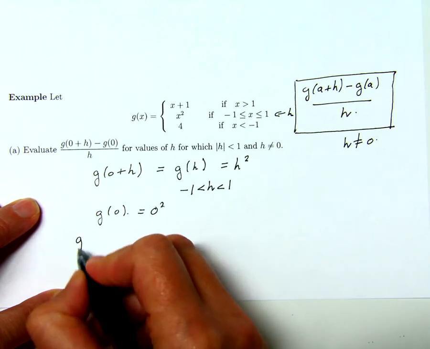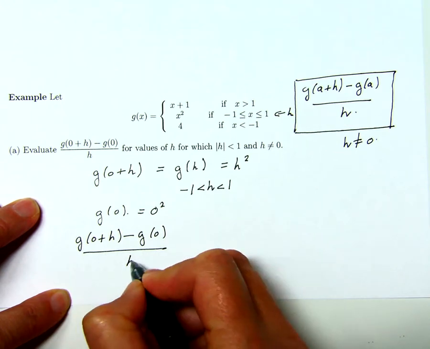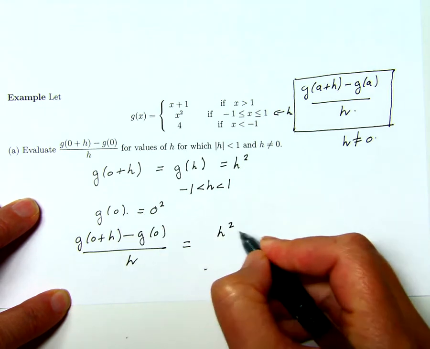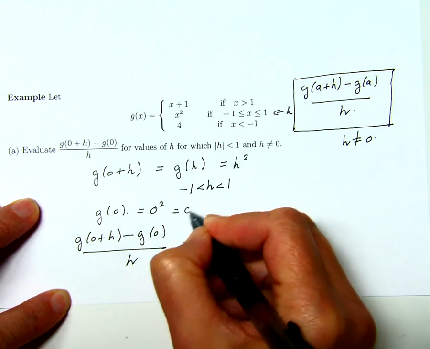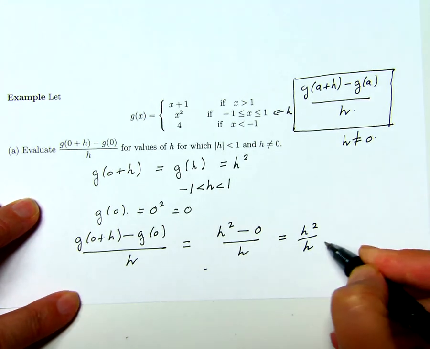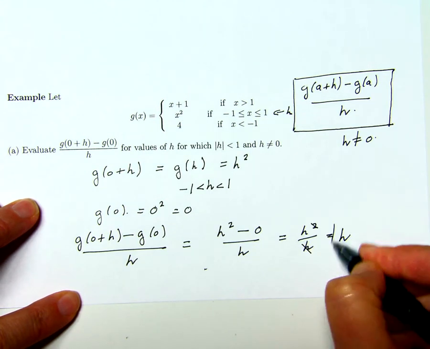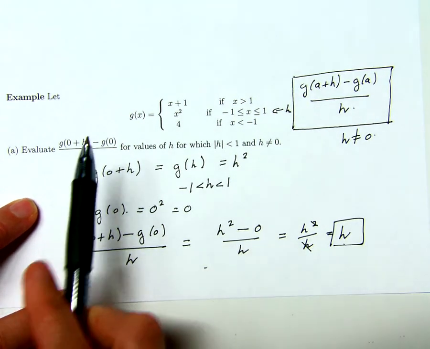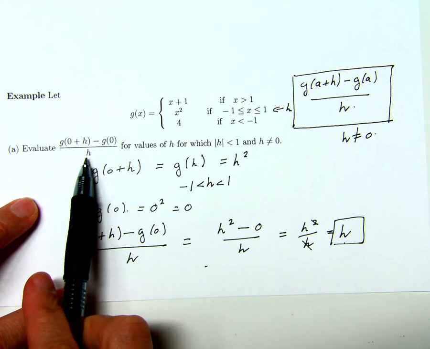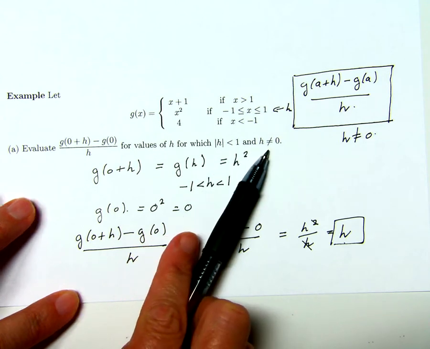And now g of 0 plus h minus g of 0 all over h is equal to h squared minus 0 all over h. So it's simply h squared over h, but h is not equal to 0, so I can cancel, and that's just h. So this complicated expression, g of 0 plus h minus g of 0 over h, is equal to h when the absolute value of h is less than 1 and h is not equal to 0.